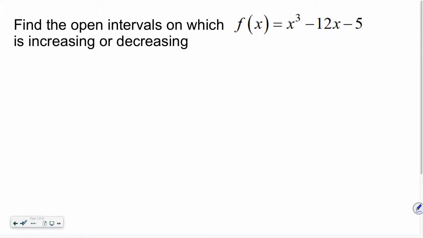Okay, first step: find the derivative. That's kind of like step 0, right? If we're going to find critical values, we've got to find the derivative. So our derivative is 3x squared minus 12.